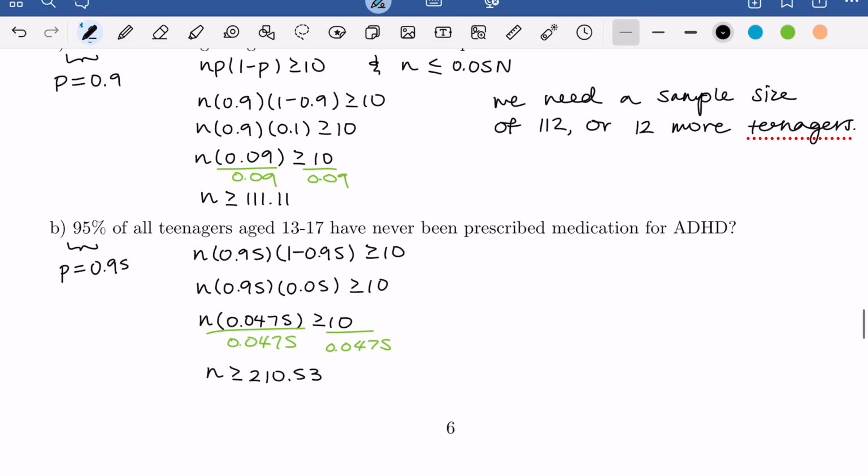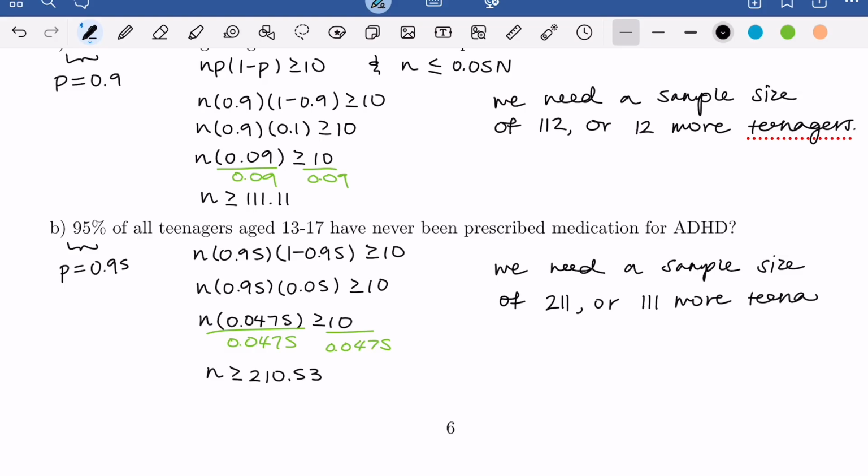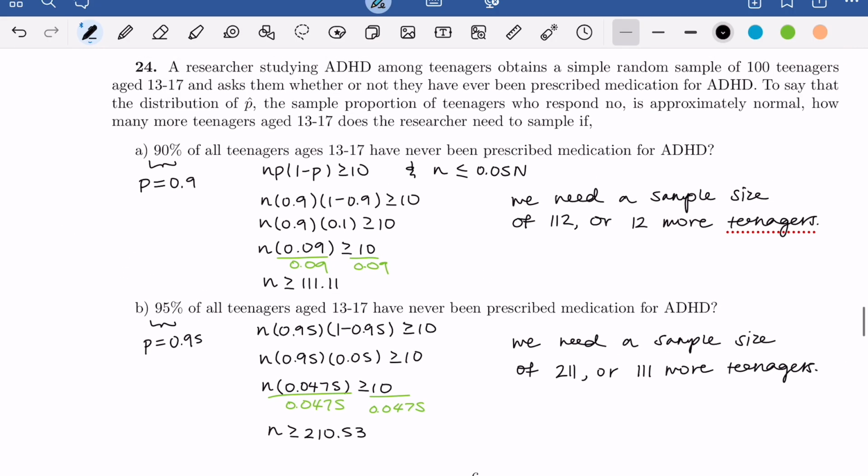So we would need a sample of 211 teenagers, or 111 more teenagers, since we started off with a sample size of 100.